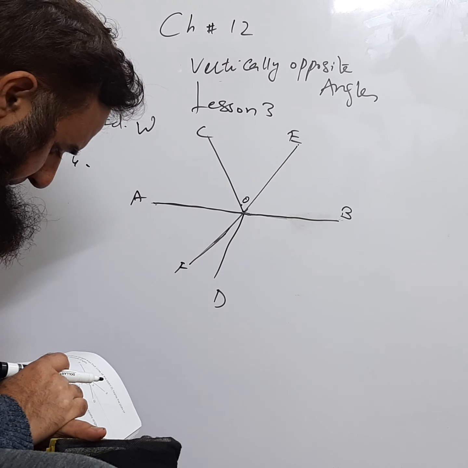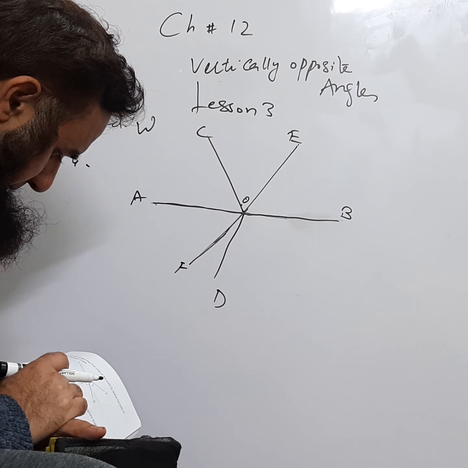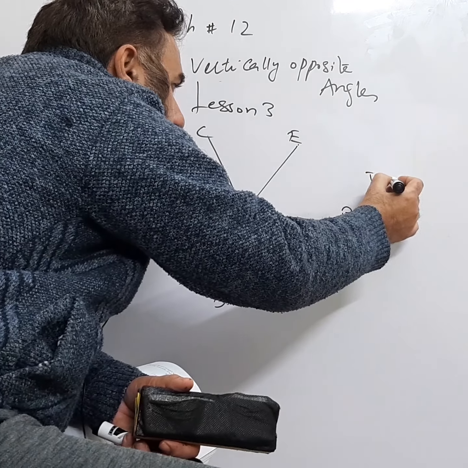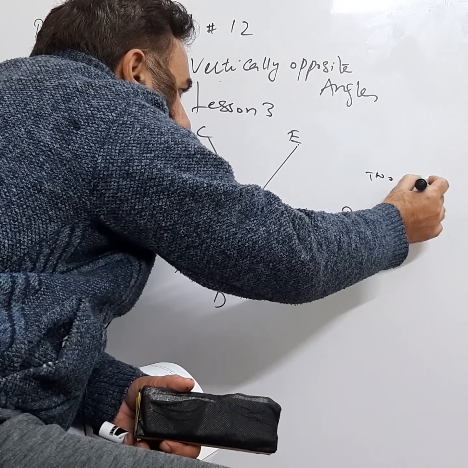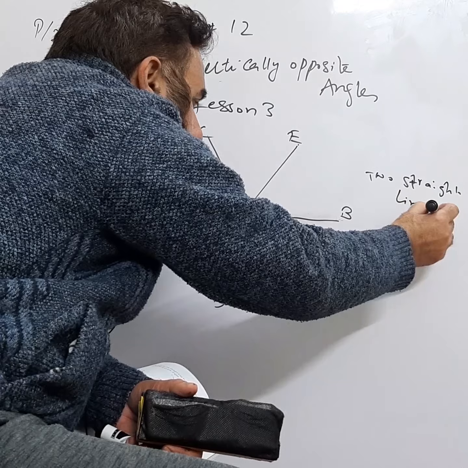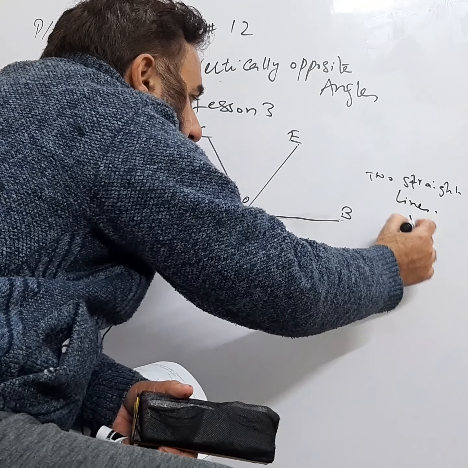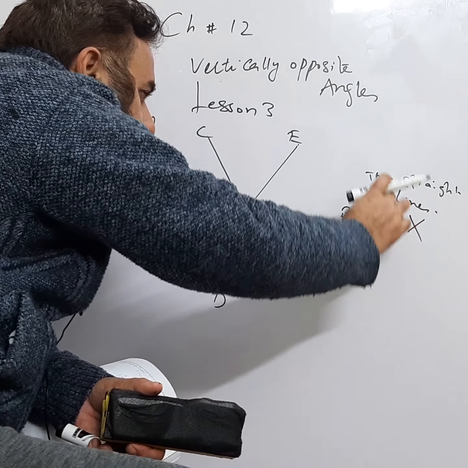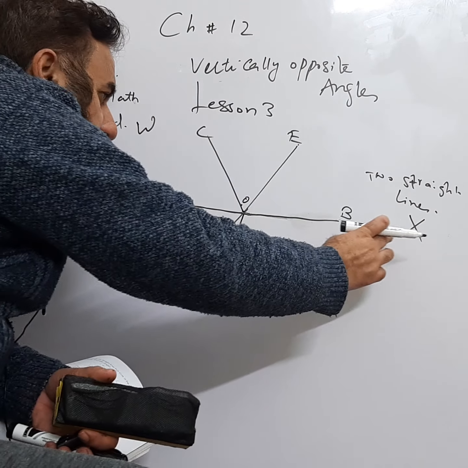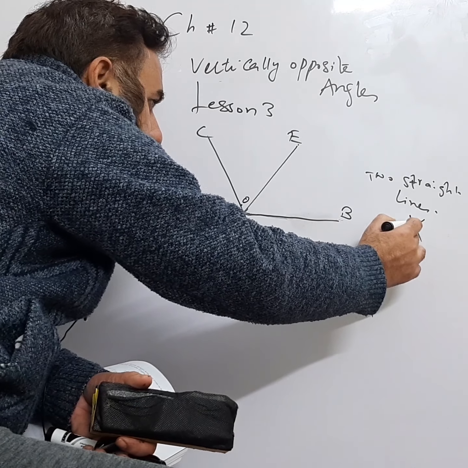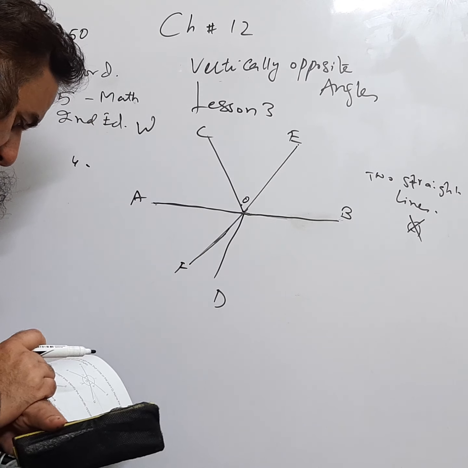So here we know that when two straight lines, they are forming X, okay. The condition is they must be straight, okay. Two straight lines, they cross like this, that it is X, okay. Then these angles are vertically opposite, okay, and they are equal.